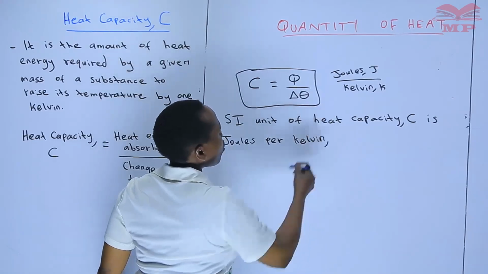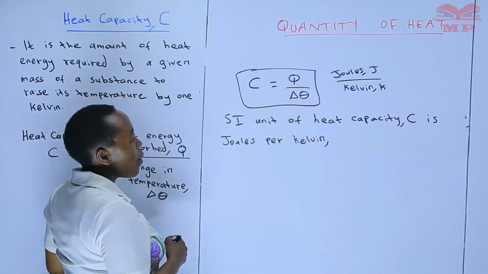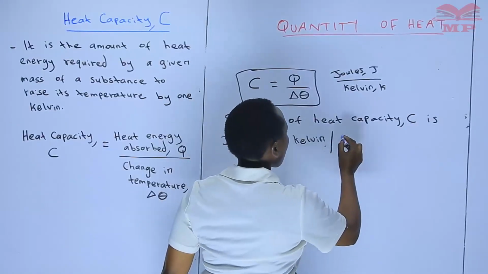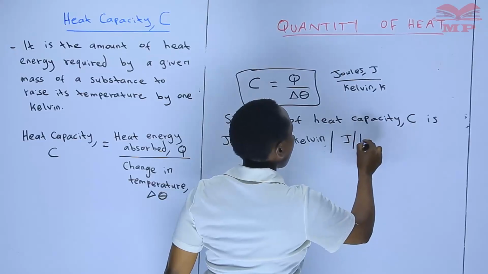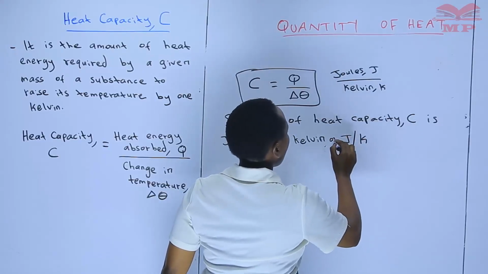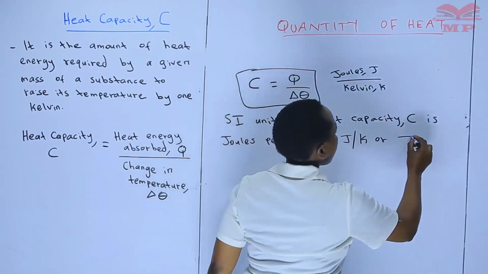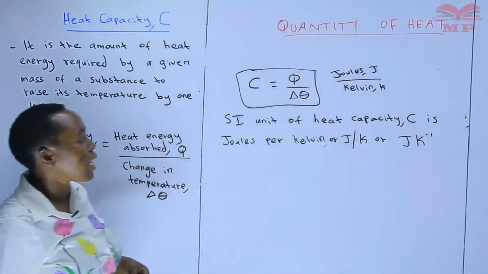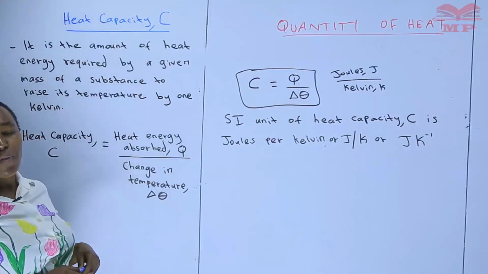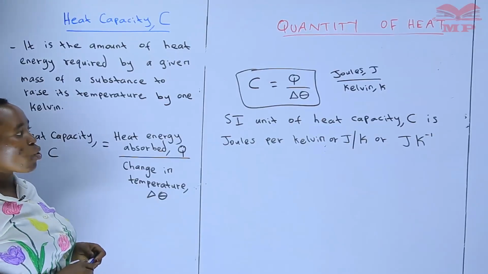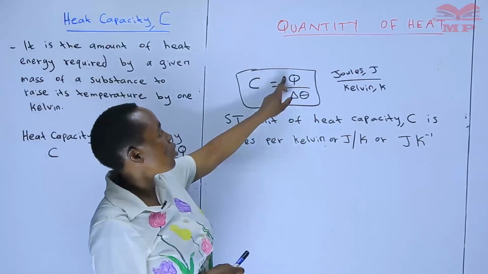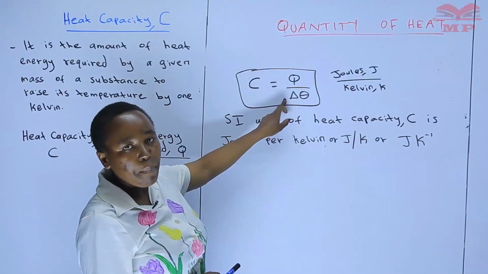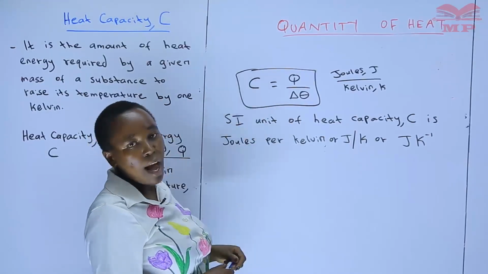The SI unit of heat capacity is joules per Kelvin, which we can write as joules per Kelvin, or we can write it this way, J K to the power of minus 1. So that is the SI unit of heat capacity. So heat capacity is the quantity of heat divided by the change in temperature. So that is what we have.